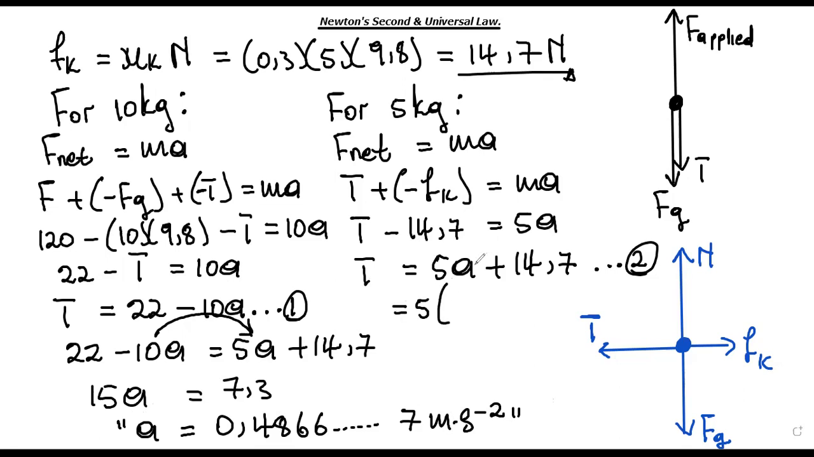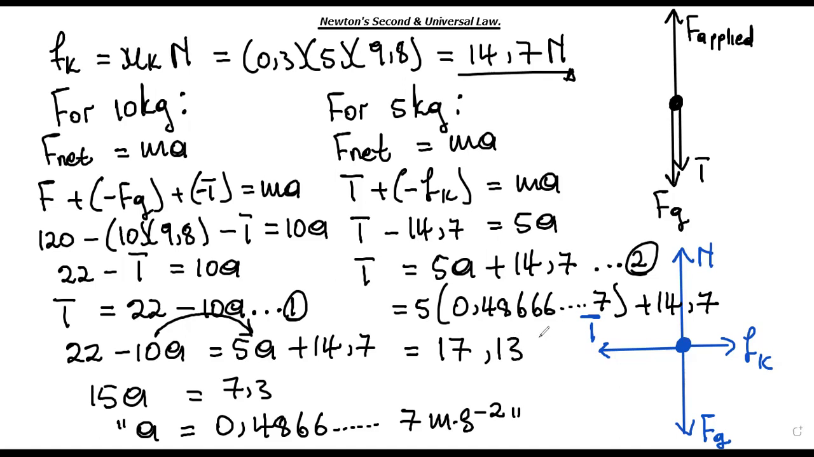If you choose to substitute it into equation 2, you'll just have 5 times 0.48666666, and then you say 7, plus 14.7. So let's see how much you get. Then you find that the magnitude of the tension will just be 17.13 newtons. And then you should be happy and smiling. So that's the procedure for the tension.